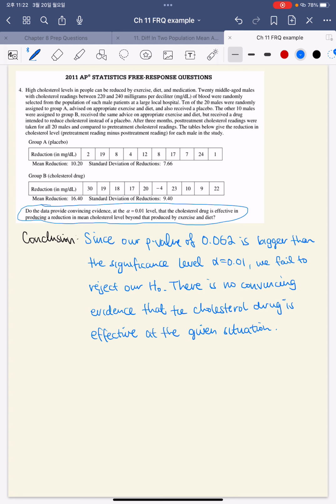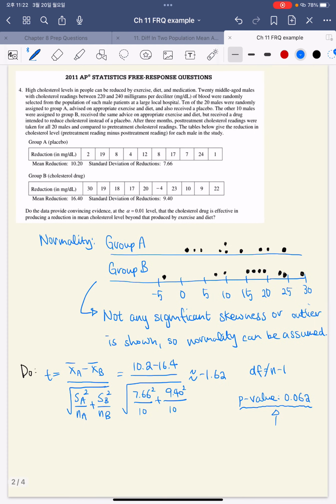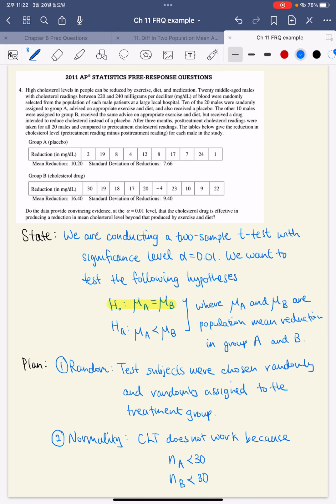But yeah, this is how you would solve a two-sample t-test question in an FRQ in AP Statistics. I hope this helped. If this is confusing, maybe review the concepts one more time, try to do some other questions yourself, and then if you come back to this question, it will make much more sense.